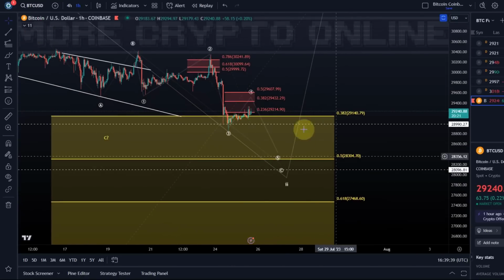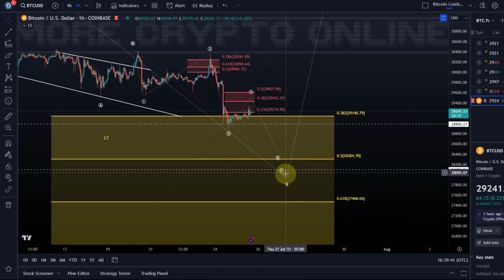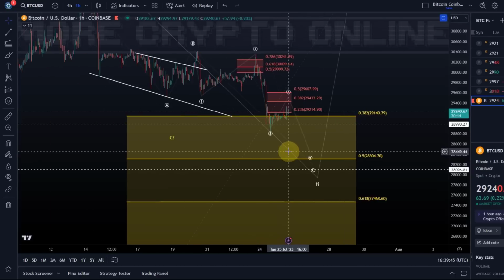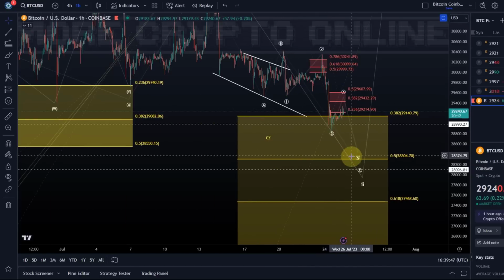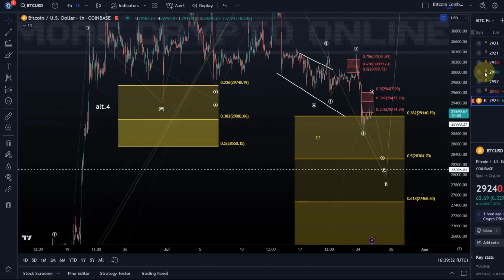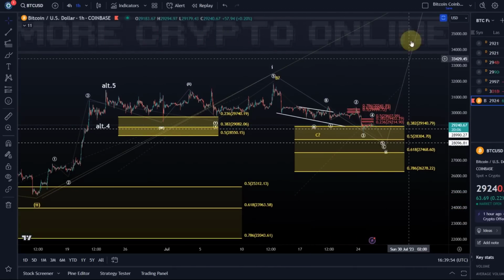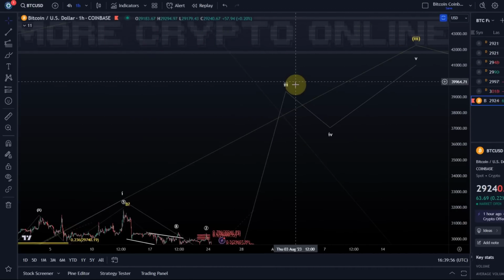I'm looking at the area between 28,100 roughly, or 28K and 28.3K. And that could solve our C wave. That could finish off our C wave of wave 2. And then somewhere here, I expect a turnaround to the upside in a third wave rally.